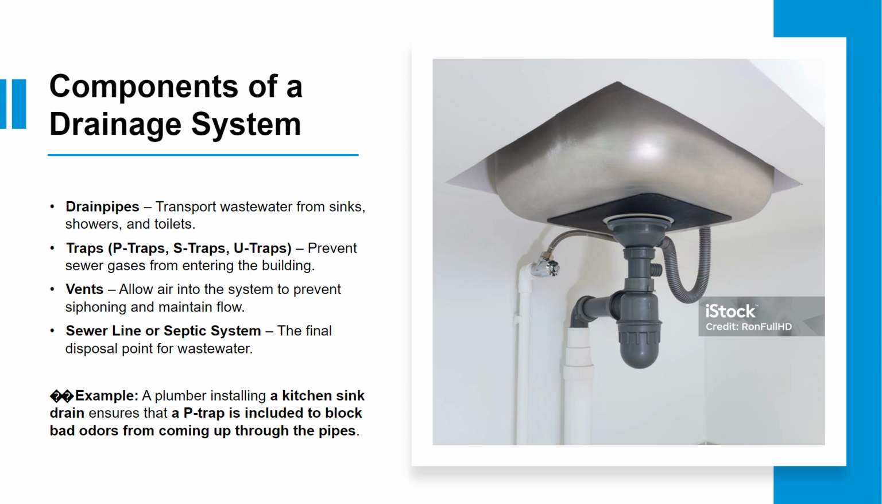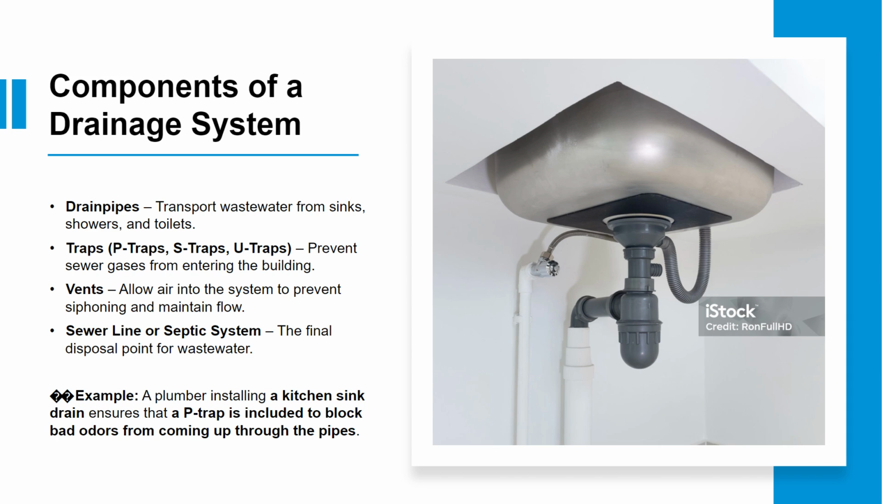Ventilation is key. Vent pipes allow air to enter the system. This prevents airlocks and supports smooth flow of water. 4. Inspection chambers. Access points placed along the pipe run. These let you clean, test, or unblock sections without digging up the whole system.